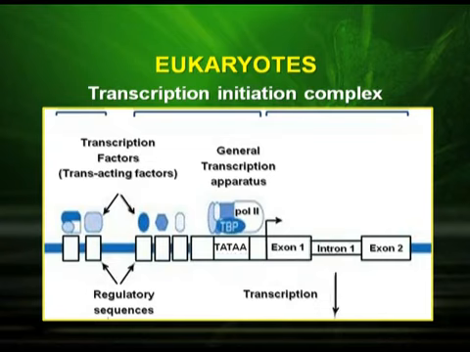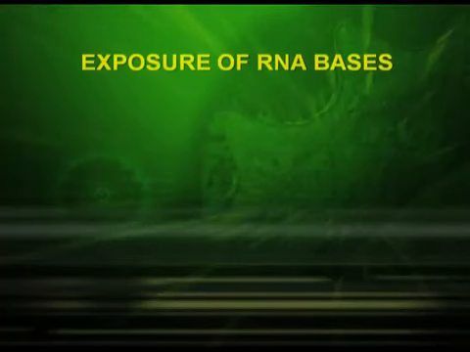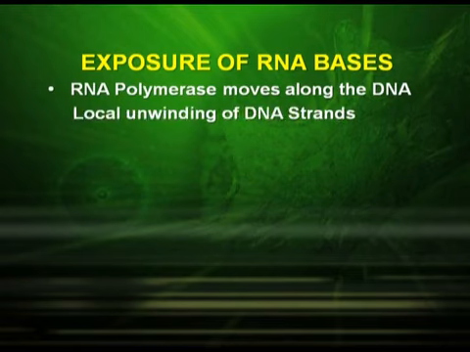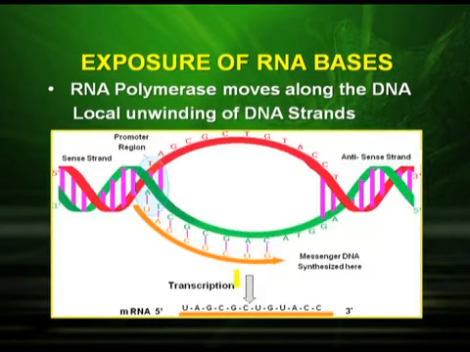Another very important feature that you can observe is the presence of introns and exons. The introns are the regions which are non-coding. On the other hand, exons are the regions which are the coding sequence of the RNA. So, during the initiation process, the RNA bases are exposed and the RNA polymerase moves along the DNA. There is a local unwinding of the DNA strand, which can clearly be seen in the picture, the winding and the unwinding of the two DNA strands.